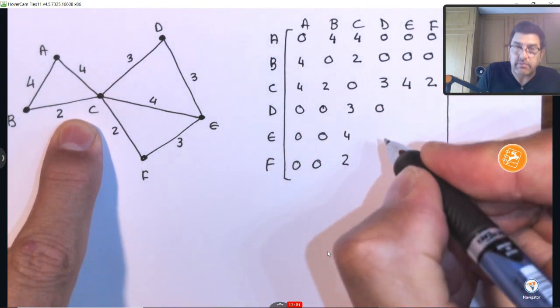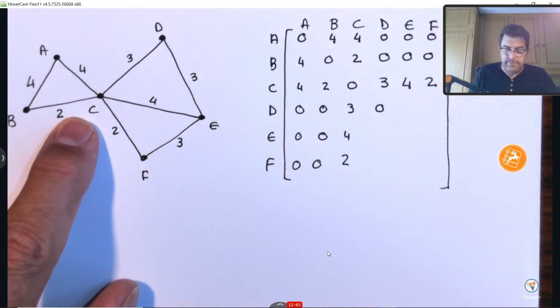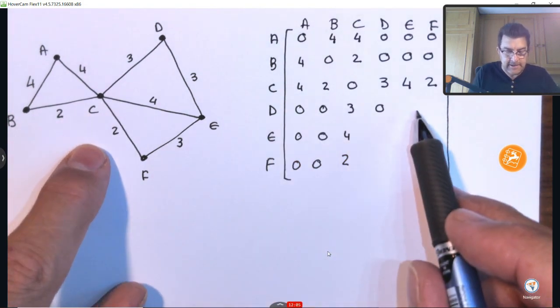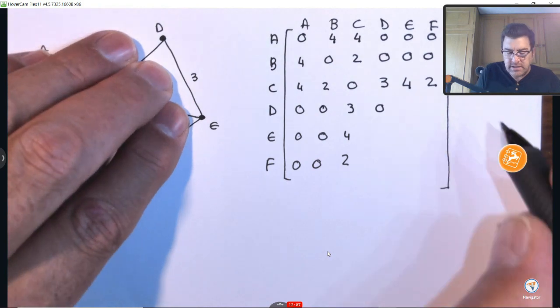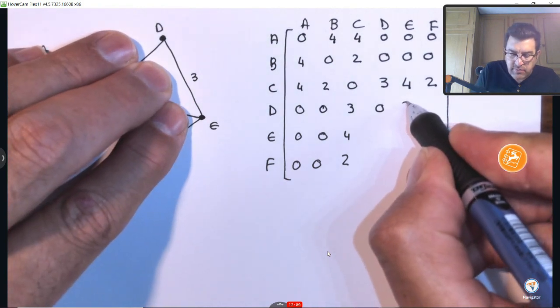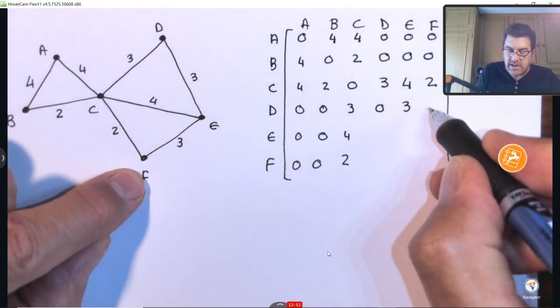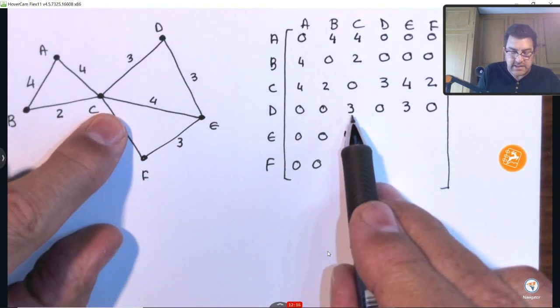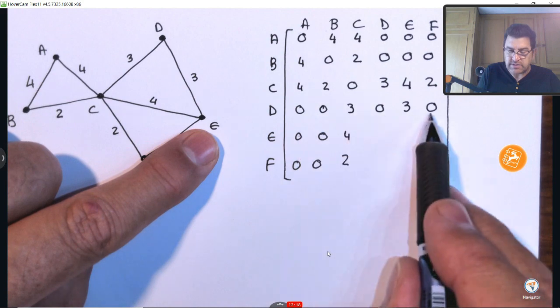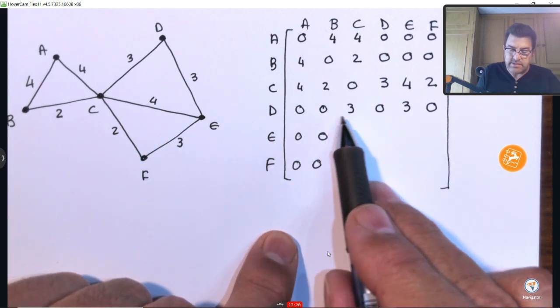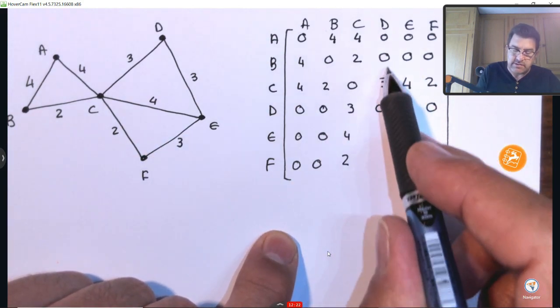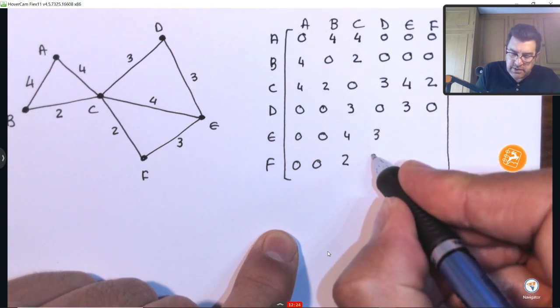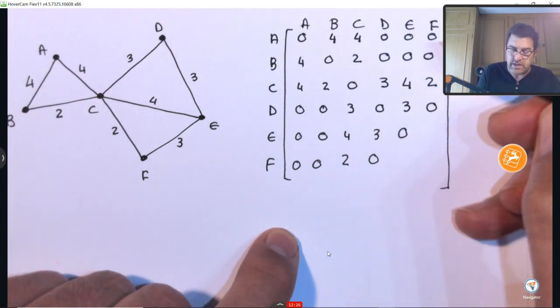Okay, so there's a 0 over there. Between D and E there's a pathway of length 3. Between D and F there's no pathway. So D only connects to C and to E. You can check yourself. Okay, so 0, 0, 3, 0, 3, 0. I've got a 0 over there.